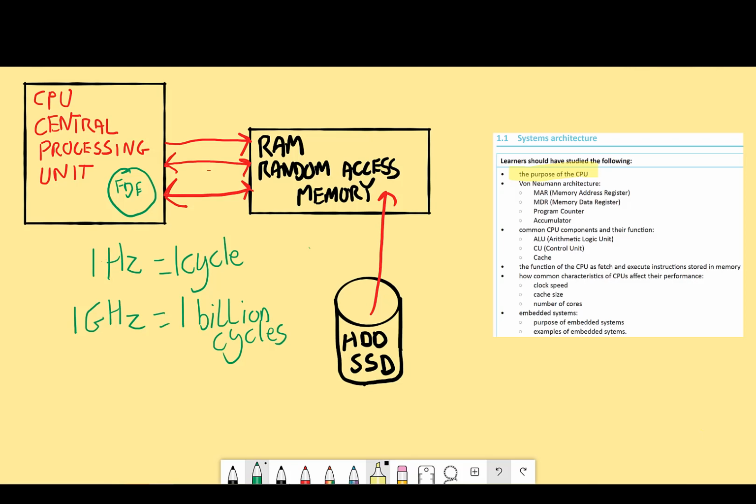The speed of the CPU is affected by how many fetch, decode, execute cycles it can do per second, and that's measured in hertz. And modern processors are in the gigahertz range. In other words, they can carry out billions of cycles per second.